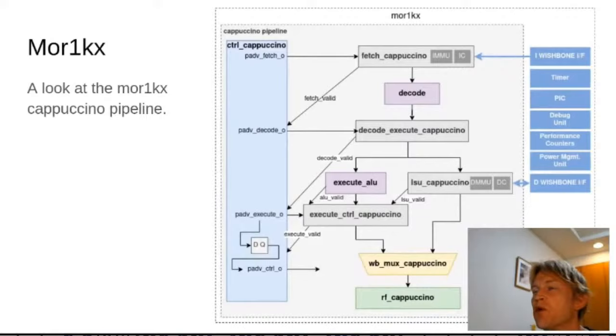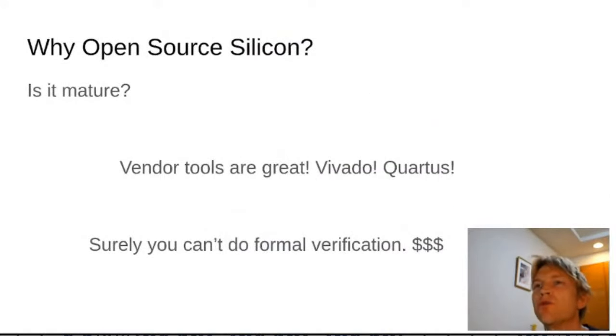So that's it for the MOR1KX. So why would you be interested in open source silicon or designing with open source tools? You might think to yourself, if you have an open source IP core, is it mature? Can I trust it? Is it as good as the vendor IP cores you might get from Xilinx? In terms of tools, you think the vendor tools are great. You have Vivado, Quartus.